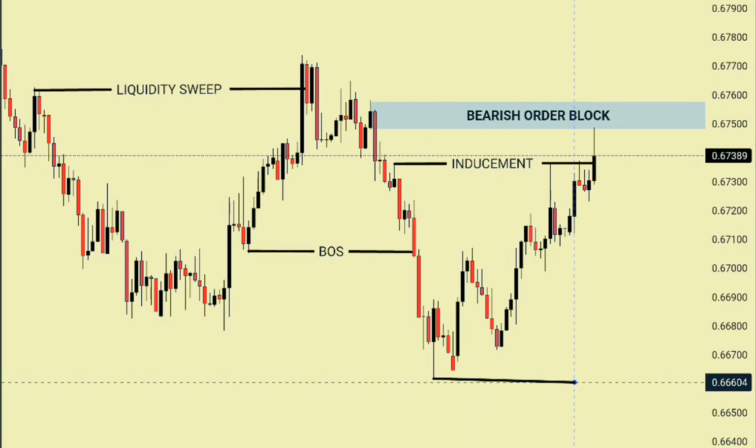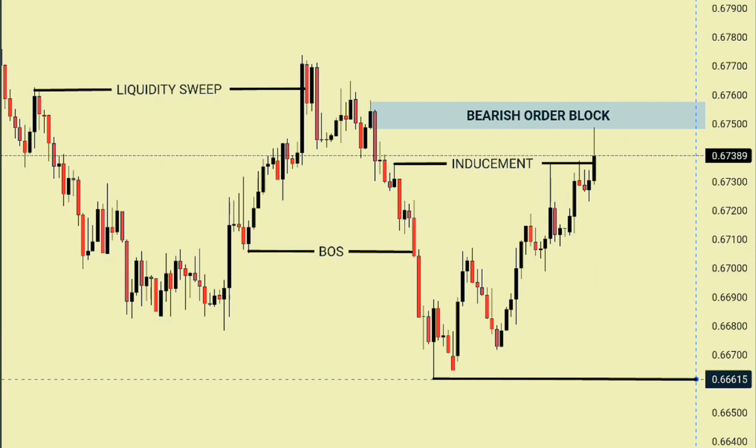Now let's look at the target for this move, sell-side liquidity. Sell-side liquidity is found below equal lows, structural lows, or areas where traders place their stop losses for buy positions. On this chart, you will see the sell-side liquidity marked clearly at the lower end of the structure. This is the pool of liquidity that the market aims for after reacting from the bearish order block.